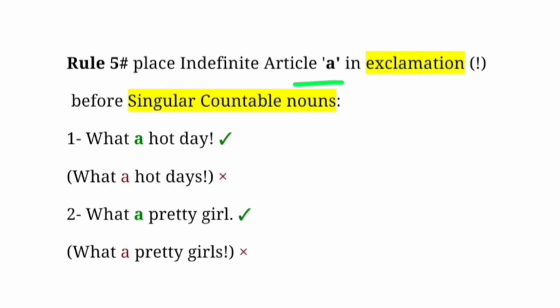In the next rule, place article a in exclamation before singular countable nouns. Exclamatory sentences are those which show excitement, fear, anger, sadness, pity, etc. Like in the sentence, what a hot day! We put a before hot because it produces a consonant sound. But we can't say a hot days. This is wrong. In the next sentence, what a pretty girl! Pretty produces a consonant sound. That's why I put a before it. But we can't say a pretty girls.